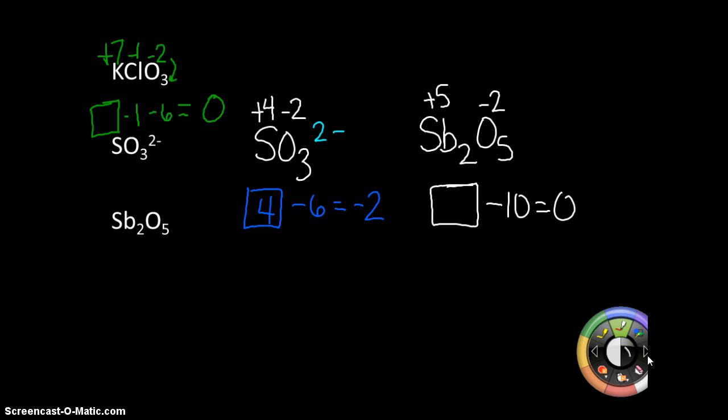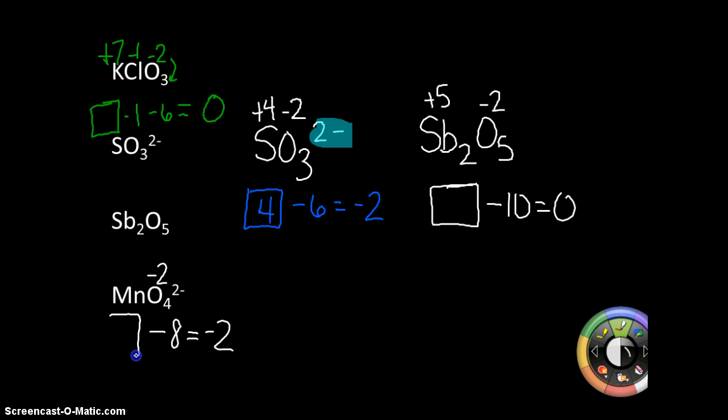And our next example is MnO4 2-. So we're trying to get to a negative 2. Oxygen is going to get a negative 2. Negative 2 times 4 is negative 8. We're trying to get to a negative 2 answer. That means that what we have to put here is a 6. 6 minus 8 is negative 2. So you're going to assign manganese a plus 6 oxidation number.